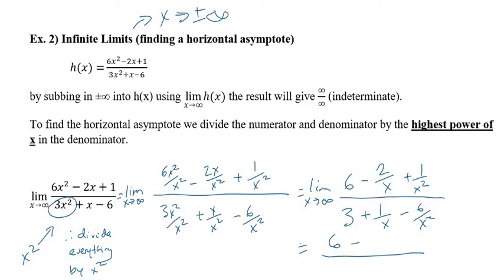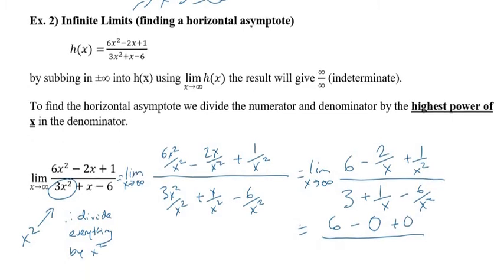If x is approaching infinity, 2 divided by some really large number is going to get really, really close to 0. So if we did 2 divided by a million, it would be close to 0. 2 divided by a billion or a trillion or a googol or googolplex, however big you want to go, that would become 0. And the same thing with 1 over x squared would be a 0.